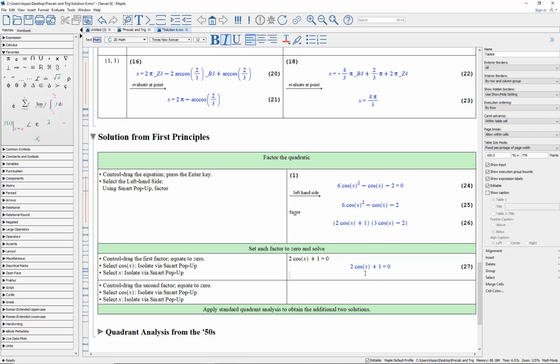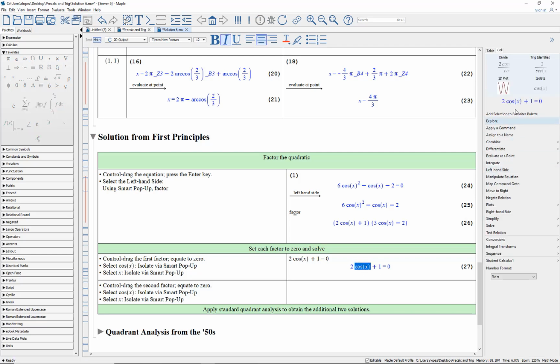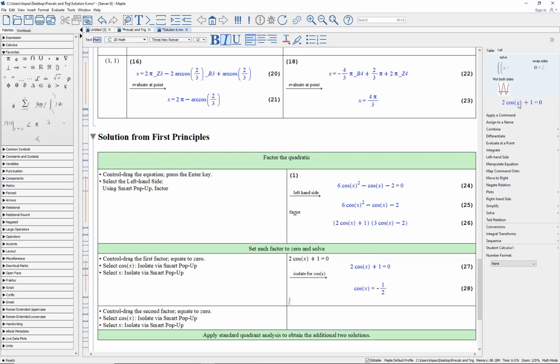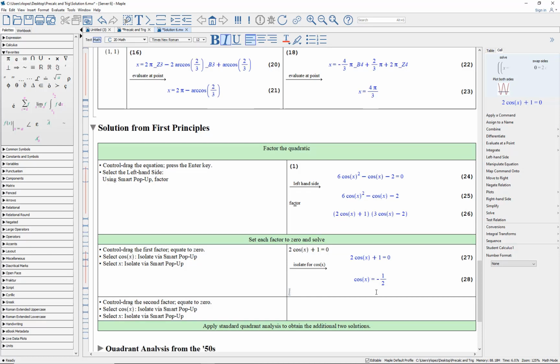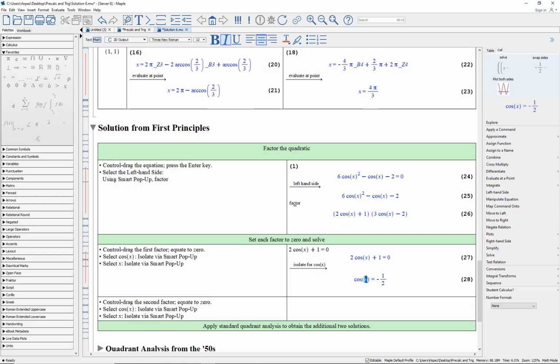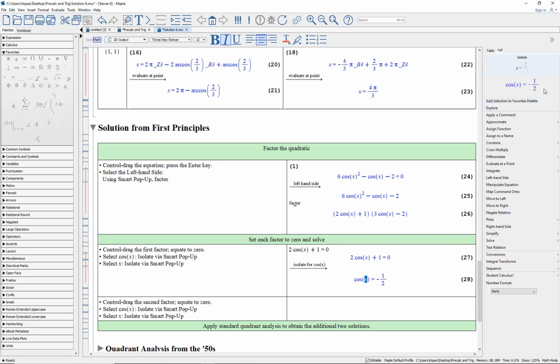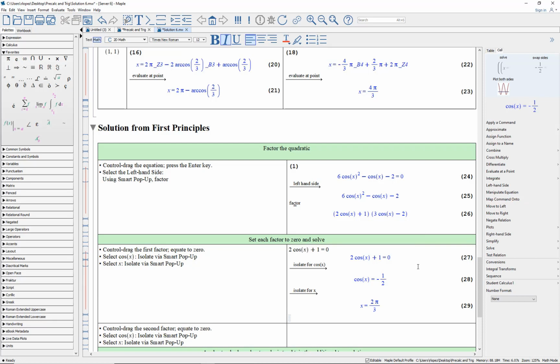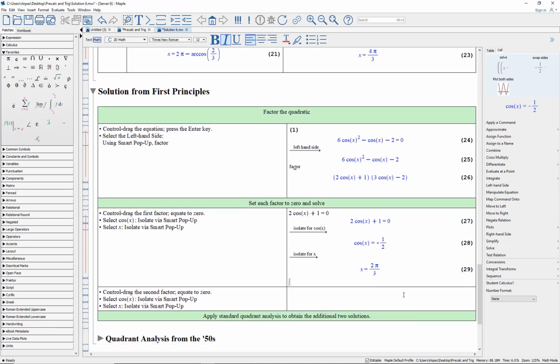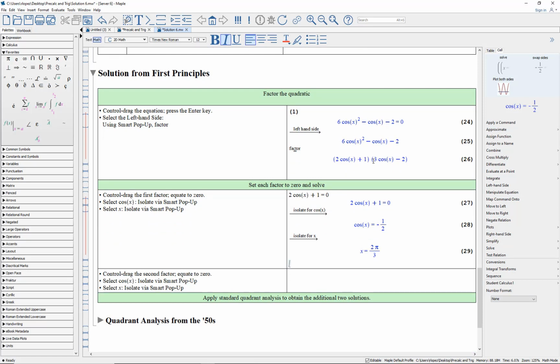There are a variety of ways to solve this. One is to begin by selecting cosine. And you see up here it says isolate. So select that, and essentially Maple isolates cosine x equal to -1/2. The next thing to do would be to isolate the x, and you see x is 2 pi upon 3. And we'll do the same thing with the second factor.